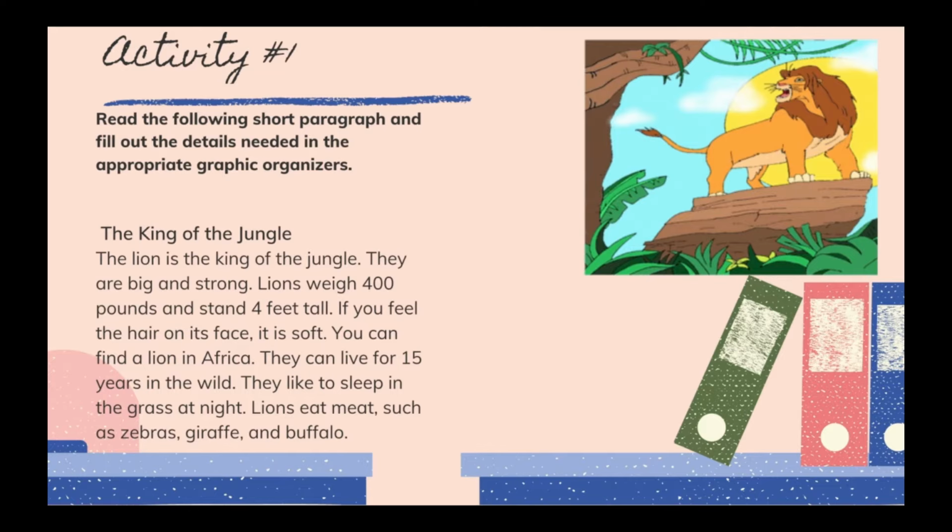You can find a lion in Africa. They can live for 15 years in the wild. They like to sleep on grass at night. Lions eat meat, such as zebras, giraffe, and buffalo.